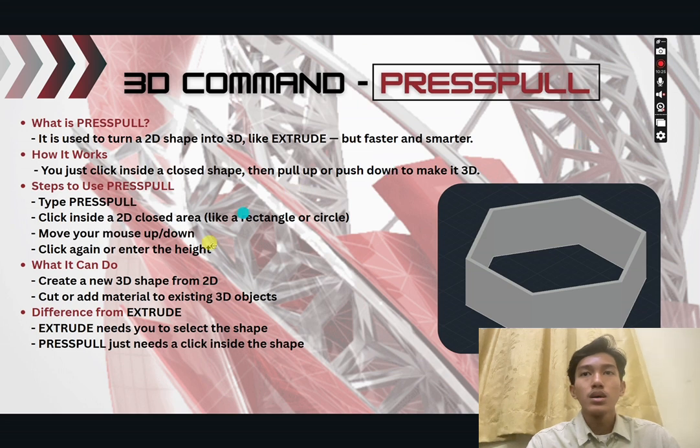So this can create a new 3D shape from 2D, and cut or add material to existing 3D objects. The difference from extrude is that extrude needs you to select the shapes, but presspull just needs a click inside the shapes.